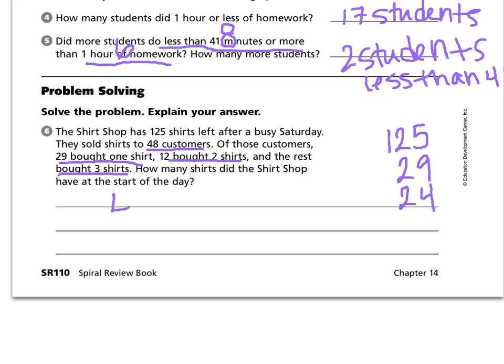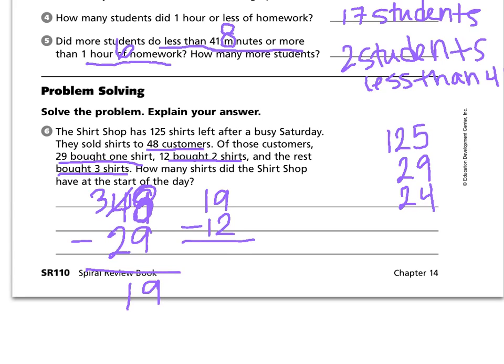So I'm going to take 48, since there's 48 customers, and I'm going to subtract 29 from there. And I'm going to come up with 19. Then I'm going to take 19 and subtract the 12 other customers, and I'm going to come up with 7. So I know that 7 people bought 3 shirts each. So I'm going to multiply that by 3, and I'm going to get 21 shirts. So I'm going to add that into our total as well.